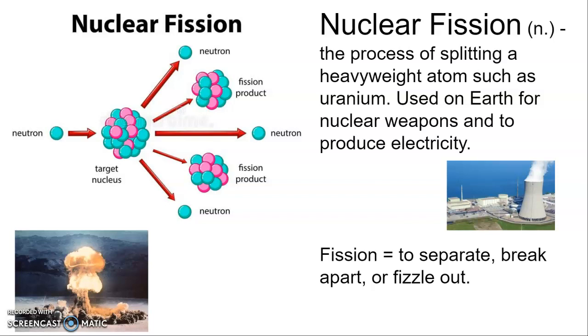A lot of times it's uranium in nuclear power reactors, but basically what happens is you bombard the nucleus of the heavy atom with a neutron, that neutral neutron. So you kind of force it in there and you force this atom open to split. And then what happens is that the nucleus breaks apart. So it will break down into smaller or less heavy elements, as well as the different neutrons that are being kicked off. So fission is to separate, break apart, or fizzle out.